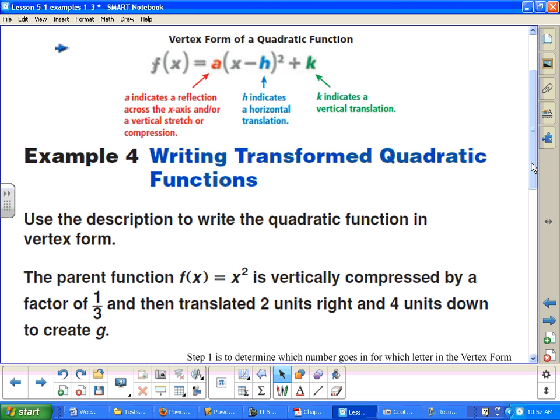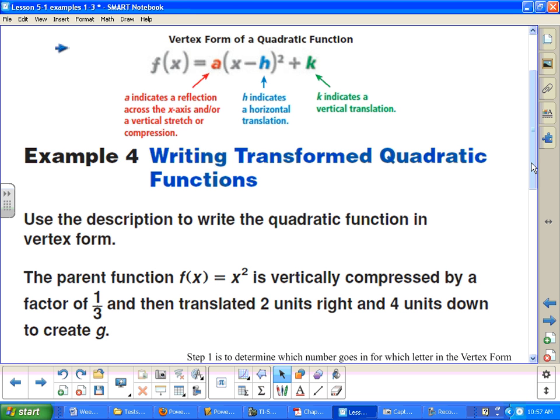If A is positive, it opens up. If it's negative, it opens down. It's a reflection. If A is greater than 1, then it's a stretch, so it stretches it out vertically, and if it stretches vertically, it actually compresses it horizontally. And if A is between 0 and 1, then it compresses it vertically, which is actually a horizontal stretch.